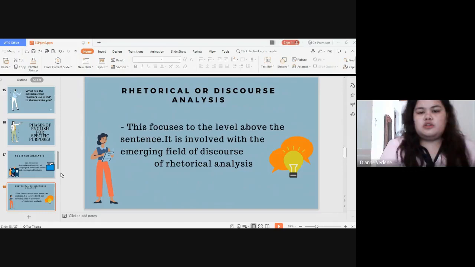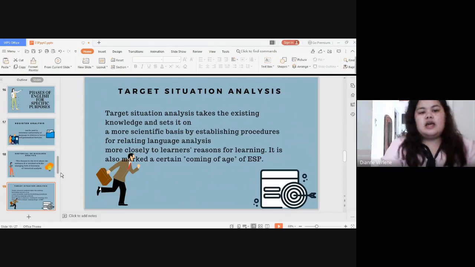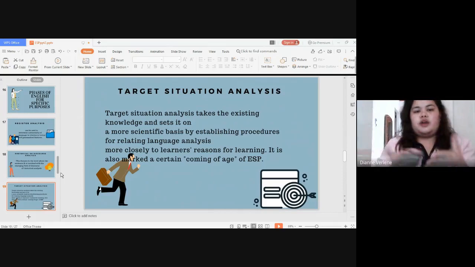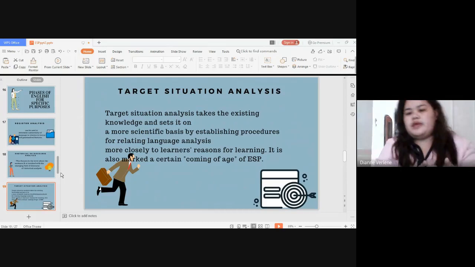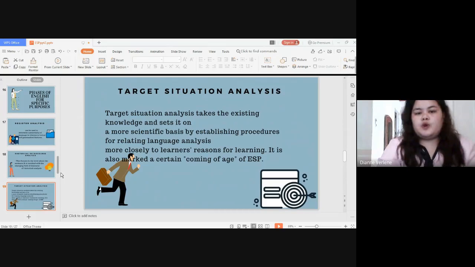The third one is the target situation analysis. Target situation analysis takes the existing knowledge and sets it on a more scientific basis by establishing procedures for relating language analysis more closely to learners' reasons for learning. It is also marked as the coming of age of ESP. As the word target suggests, what are the targets that students must know on the specific topic? Okay, let's have a recap. The first phase is the register. The second one is the rhetorical. The third one is the target.